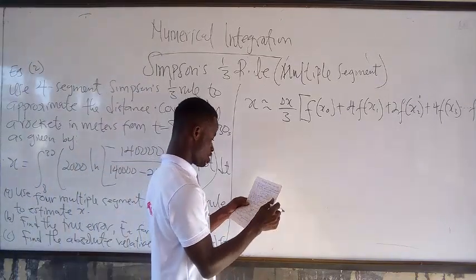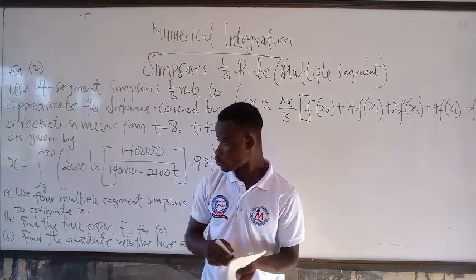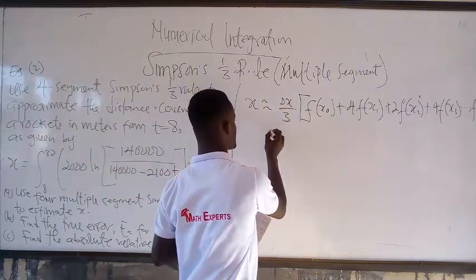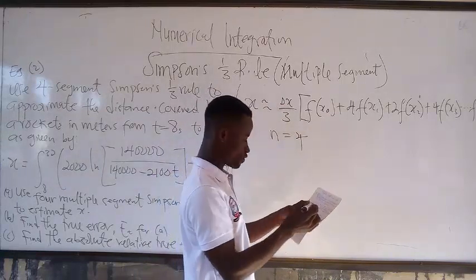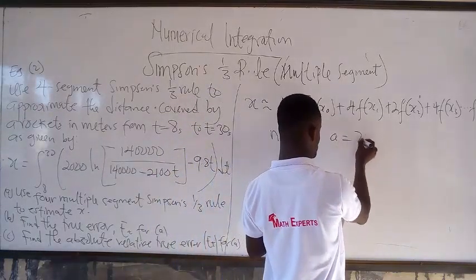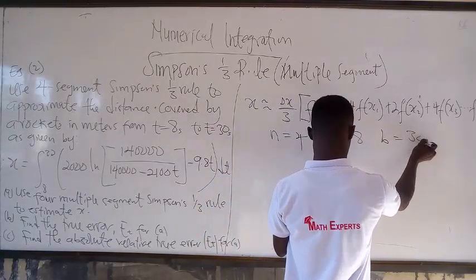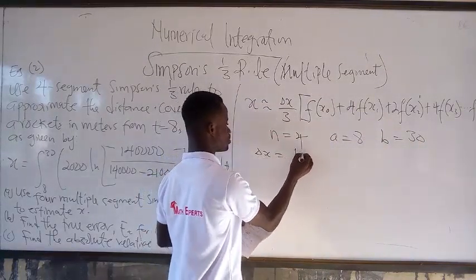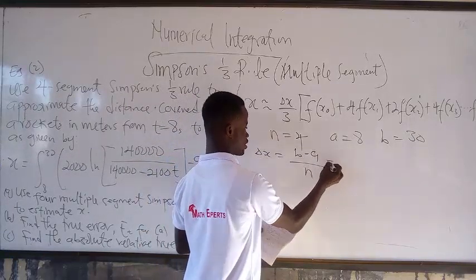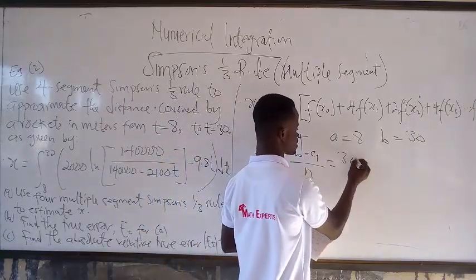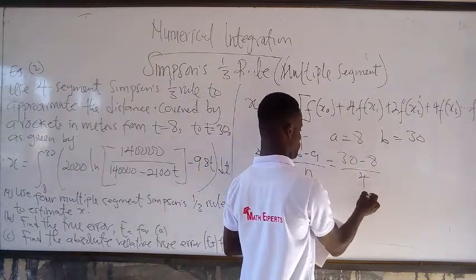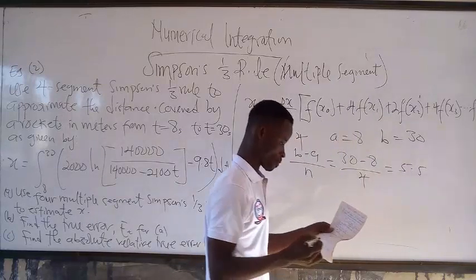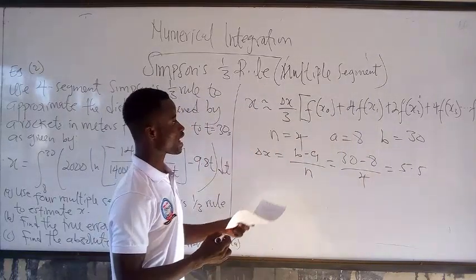So from the question, we know that we have to use 4 multiple segments. That means that our n is equal to 4. And the a is equal to 8, and the b will be equal to 30. So we know the change in s will be equal to b minus a over n. So that is going to be 30 minus 8 over 4, and that is going to give us 5.5.